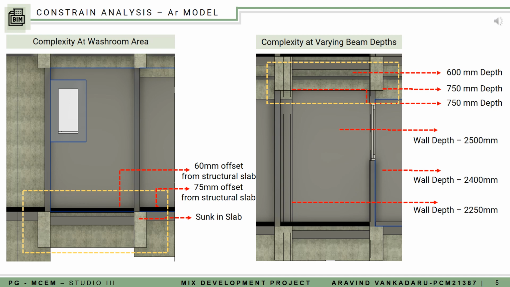On the right side, you can see the complexity of building architectural walls due to varying beam depths. There are various types of beams and dimensions located at one single junction. On the right side corner, you can observe 600 mm and 750 mm varying depths of beams. Due to that, modeling these walls is difficult. These are some of the constraints in the architectural model.